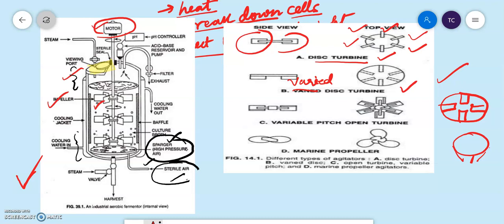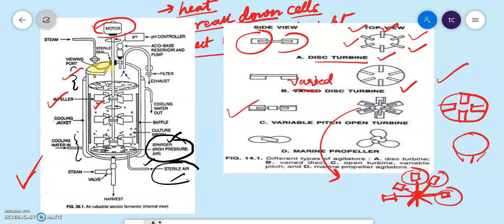Then comes the third one, which is your variable pitch open turbine impeller. So from this picture, I will rather draw this picture in another aspect. This is the disc. This is the shaft. These are not the blades, right? And blades are here at the top. So you get to see the surface area of the blade is very small. It is not as that of your disc turbine. So since the surface area of the blades is small, the cell breakage will be reduced. So this is another one.